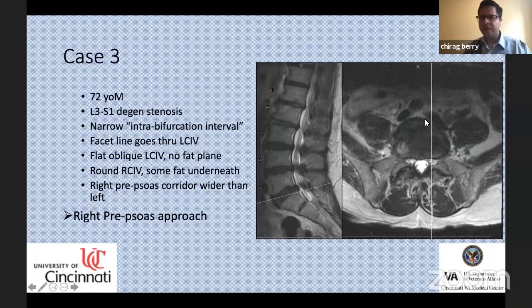Going intra-bifurcation would have been a very narrow approach, and fairly medial. And because the vein is flat and oblique, the left pre-psoas technique would also have been very challenging, with less fat plane underneath it. On the right side, however, there seems to be a wide corridor and some fat plane underneath the right common iliac vein. So I chose the right pre-psoas technique in this patient.